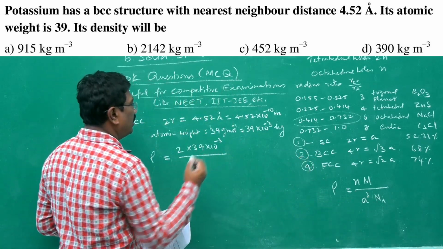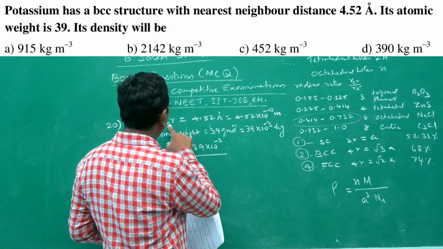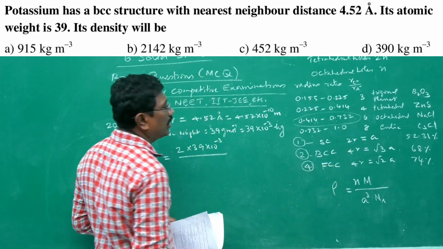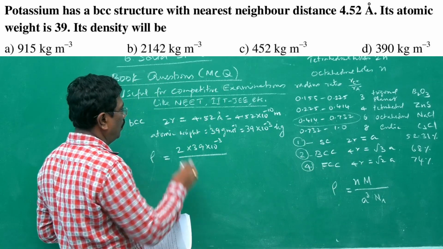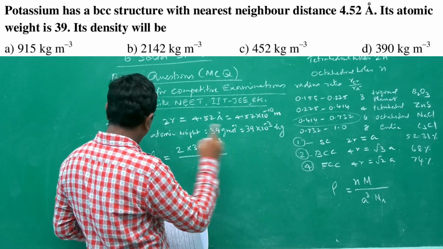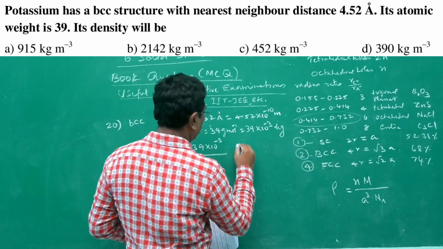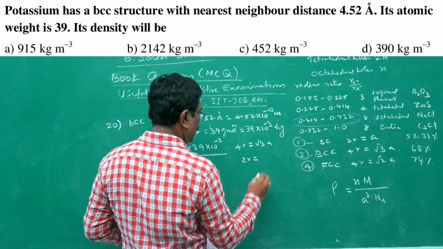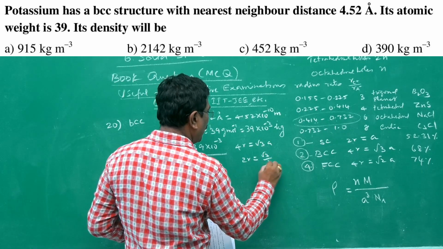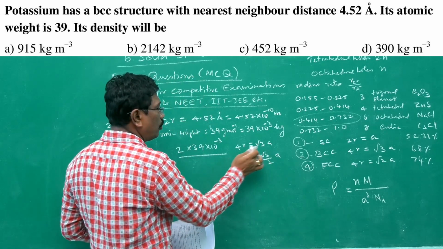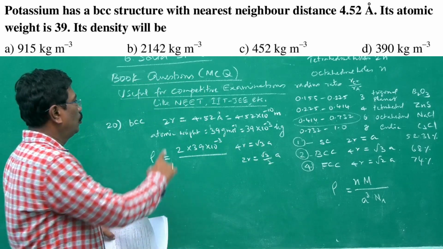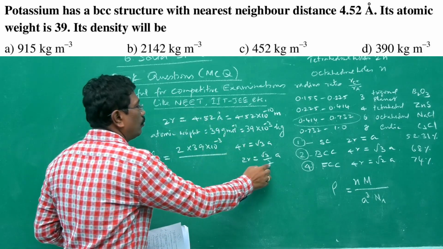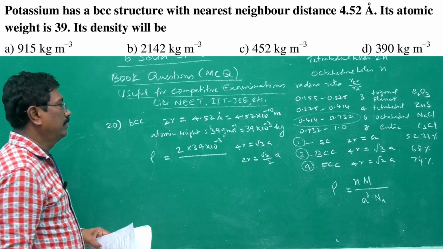So A cube, what is the edge length? Edge length may be calculated from 2r. For BCC, 4r is equal to root 3a. Therefore, 2r is equal to root 3 by 2a. We can divide both sides by 2. 2r, we know the value for 2r, which is equal to root 3 by 2a. All right.